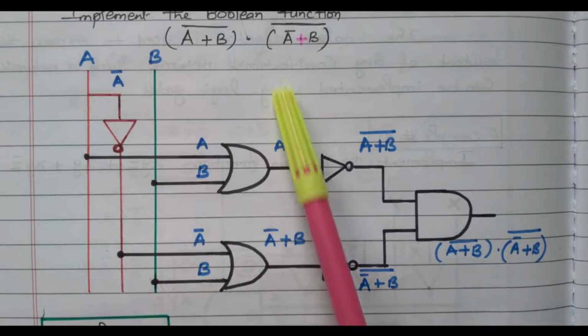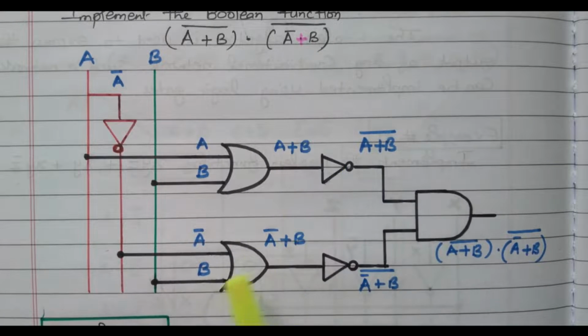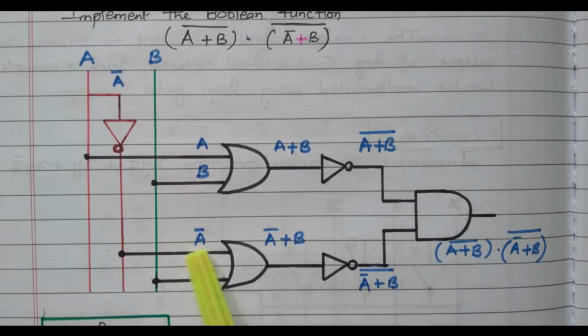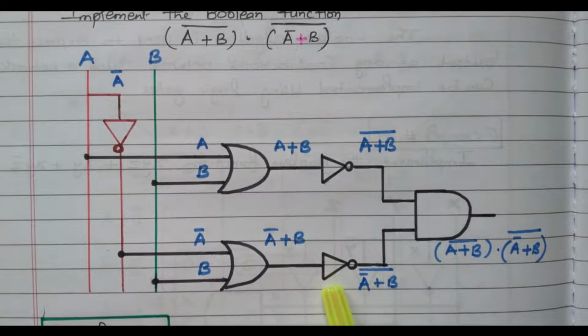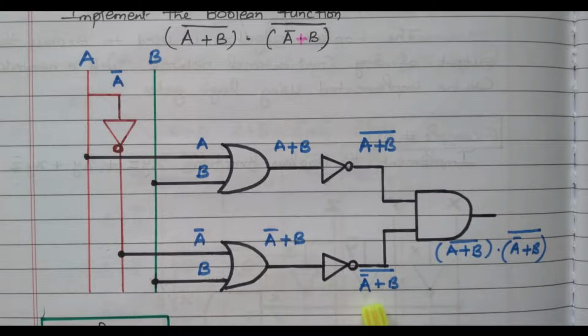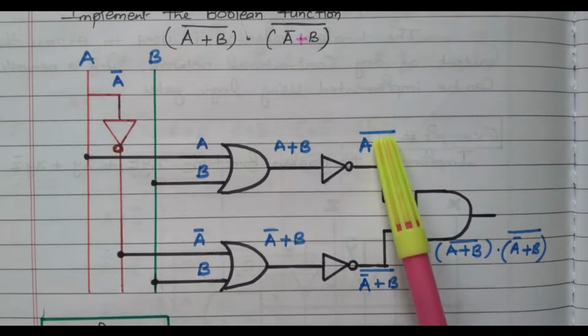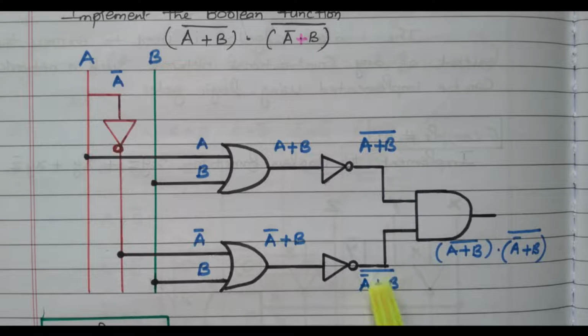Then we'll go to the next term, A bar plus B, right? So the A bar is connected and B is connected. What is the nature of OR gate? It will add A bar plus B. But here we need (A bar plus B) the whole bar. So we connected one NOT gate. What is the nature of NOT gate? It will invert. A bar plus B is the input, so the output will be (A bar plus B) the whole bar, right? Now we got these two terms, (A plus B) the whole bar and (A bar plus B) the whole bar.